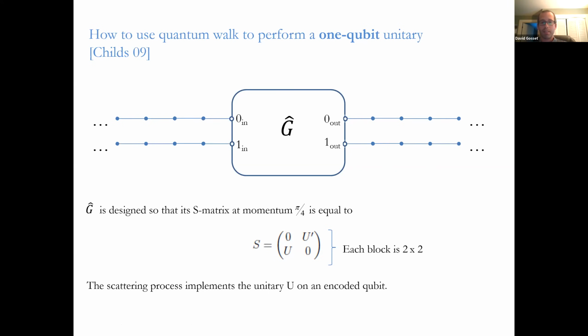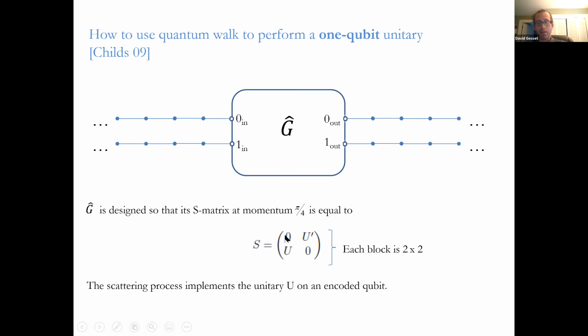Now imagine that we could find a graph G hat. Let's say we want to implement a single qubit unitary U. So this is a 2x2 unitary matrix. Suppose we could find a graph G hat where the S matrix at the momentum we care about, which in this case is π/4, has the following block form.